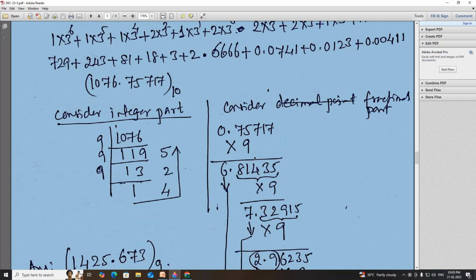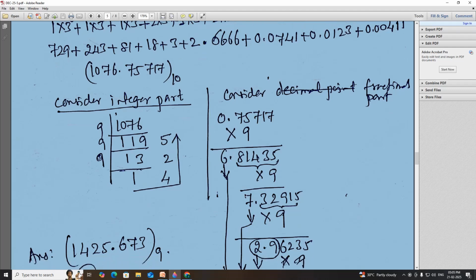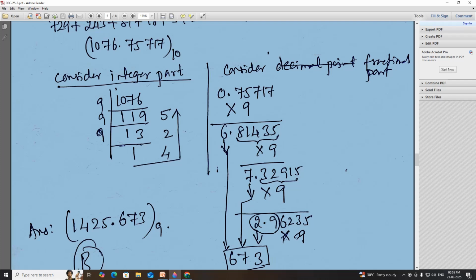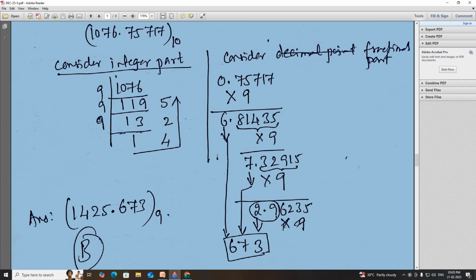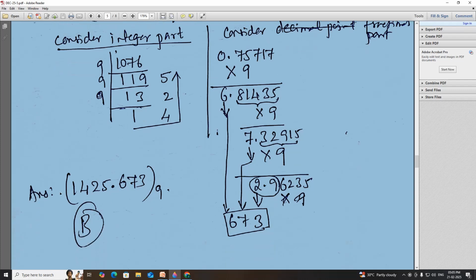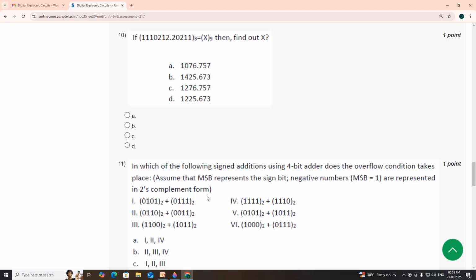for the fractional part it is a multiplication by 9, and then we consider the integer part, and again only consider the fractional part and multiply by 9. Again you take the integer part separately, and then multiply the fractional part again by 9. We will get this 2.9. You round off this one, which is equal to 673. So the answer is 1425.673, option B.